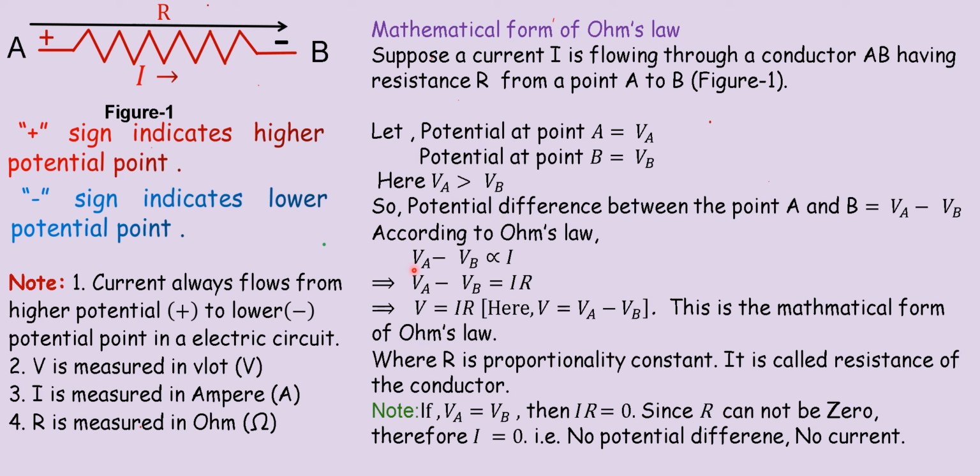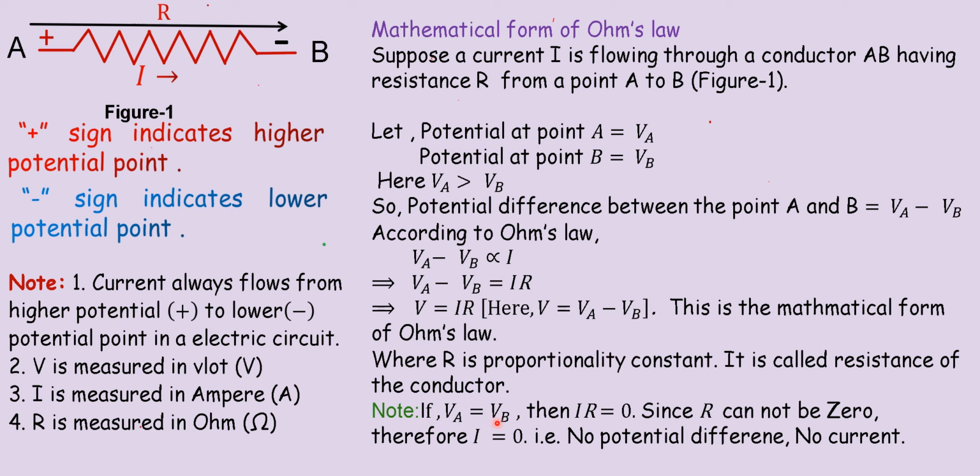According to Ohm's law, V_A minus V_B is proportional to I, or V_A minus V_B is equal to IR. Here, R is the proportionality constant. It is called the resistance of the conductor AB. Now, V_A minus V_B is replaced by V. Therefore, V is equal to IR. And this is the mathematical form of Ohm's law.